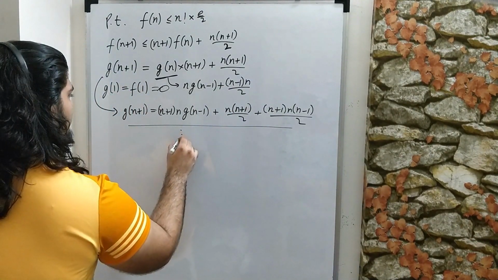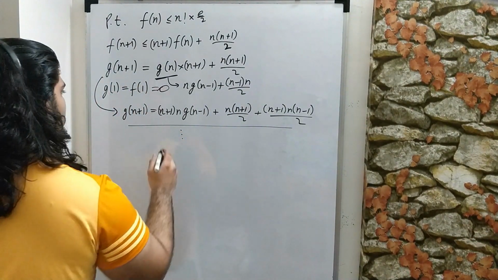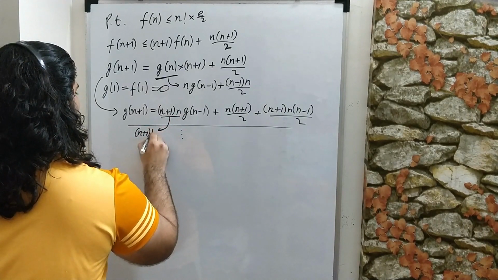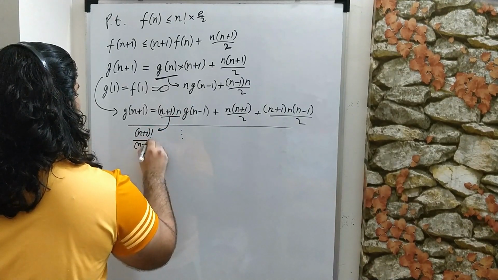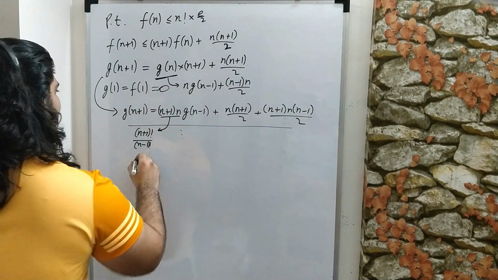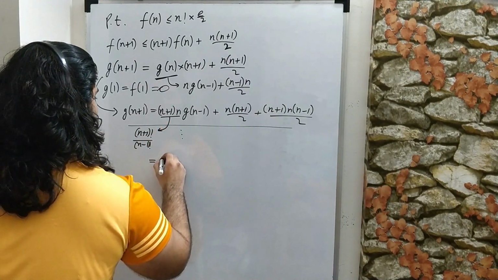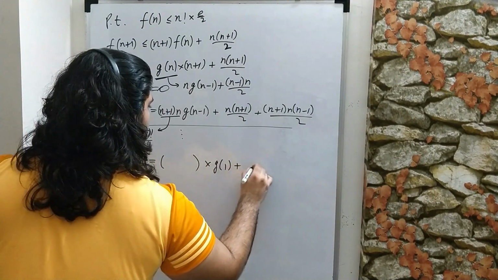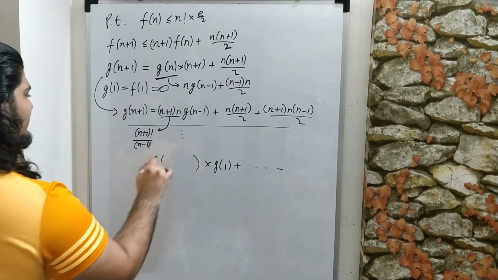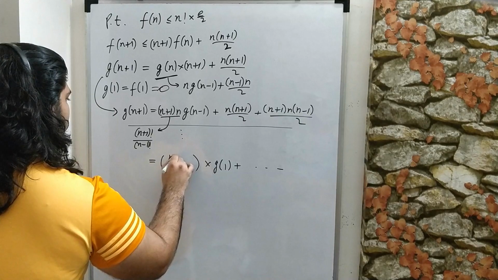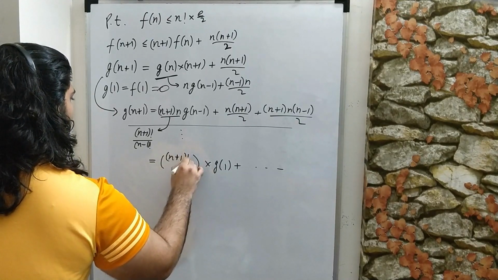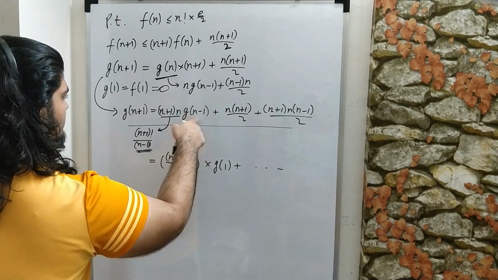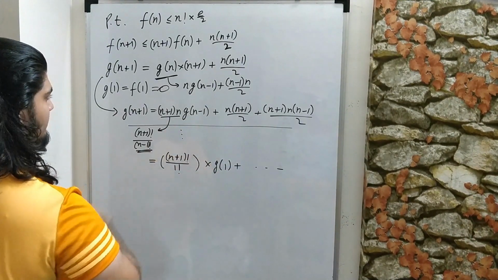And well, we can keep going, and if you notice the pattern, this is basically (n+1) factorial over (n-1) factorial. So in the general case, when we write this as something times g(1) plus something, then this something will actually be (n+1) factorial over 1 factorial, because this is n minus 1 factorial. So over here, if we put 1, we get 1 factorial.